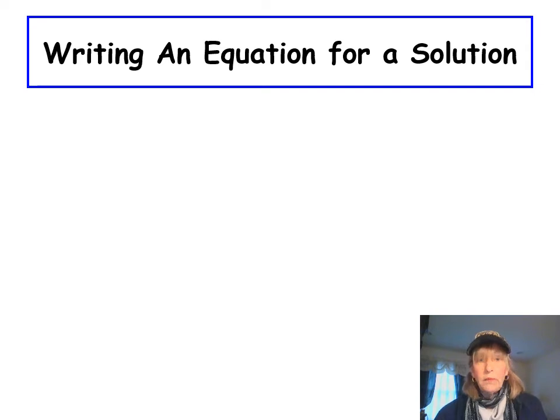Next up, now that we understand the process for dissolution of a polar compound, an ionic compound, in water, we need to be able to represent that, because we don't want to be drawing those pictures all the time to show what's going on. So you need to know how to write an equation for the formation of a solution.